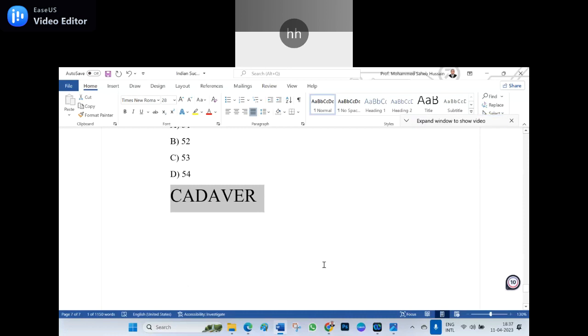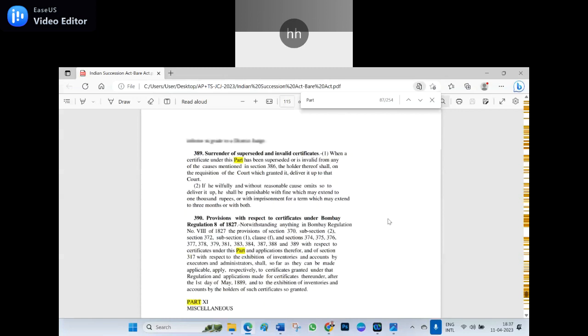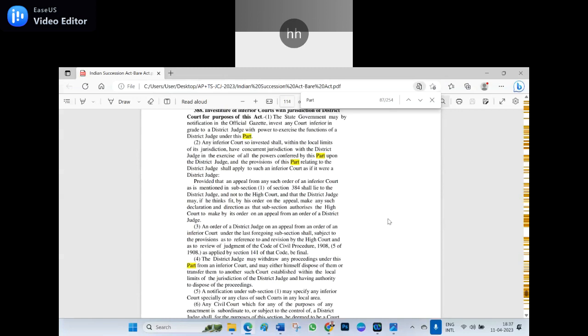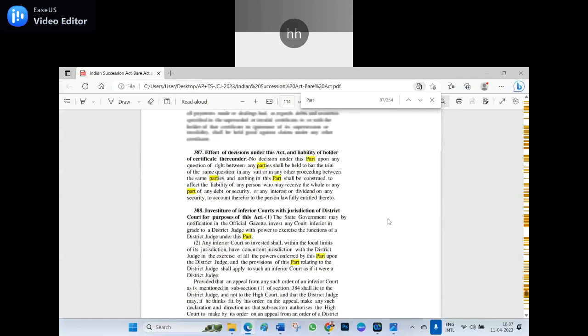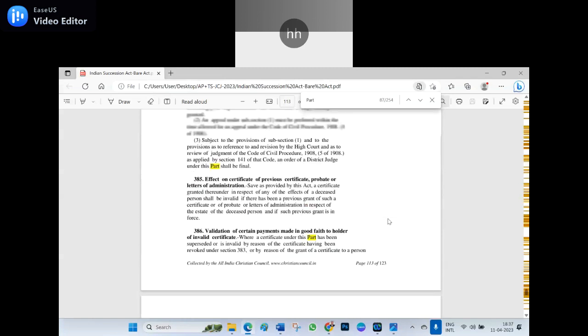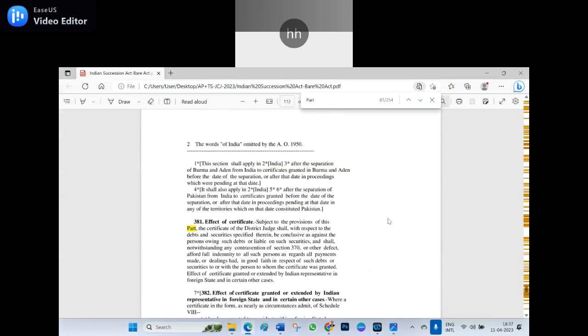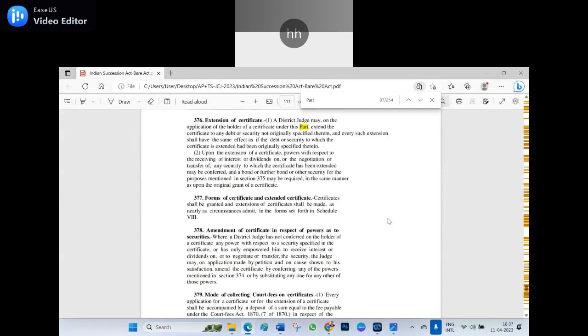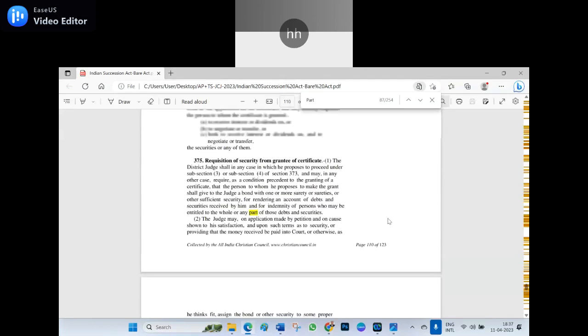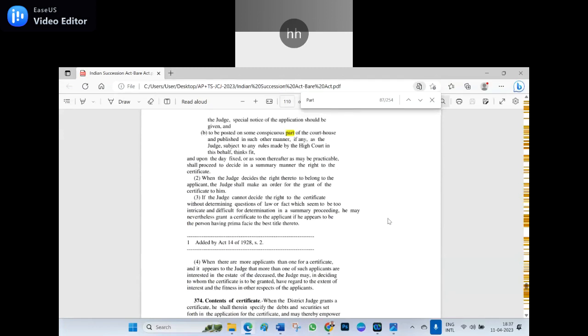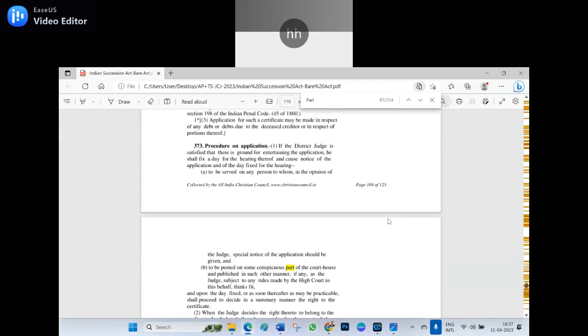So these are the things that should be there, and there are many supplementary things we can also ask you. Here I can ask you: part 2 deals with what, part 3 deals with what, part 4 deals with what, part 5 deals with what. Match the following. These are all things I already covered in my earlier classes.